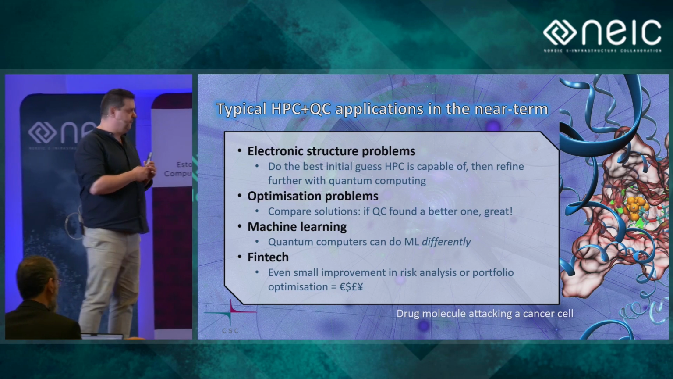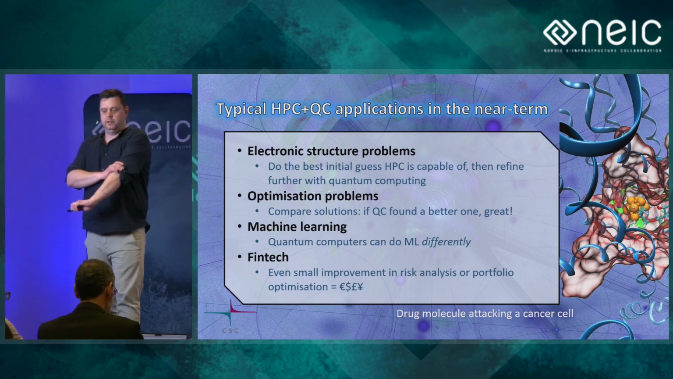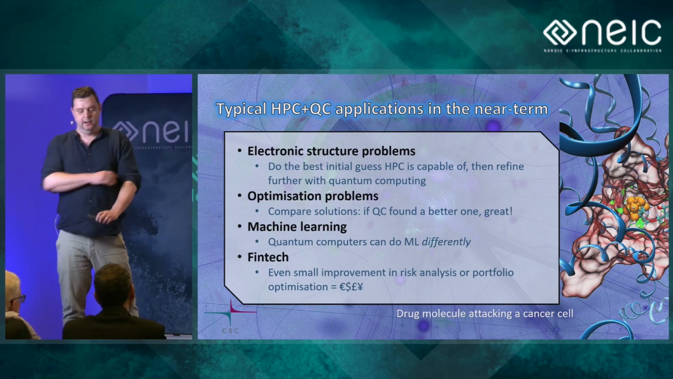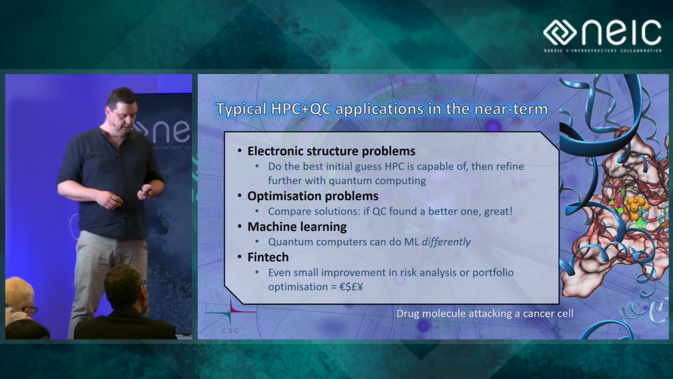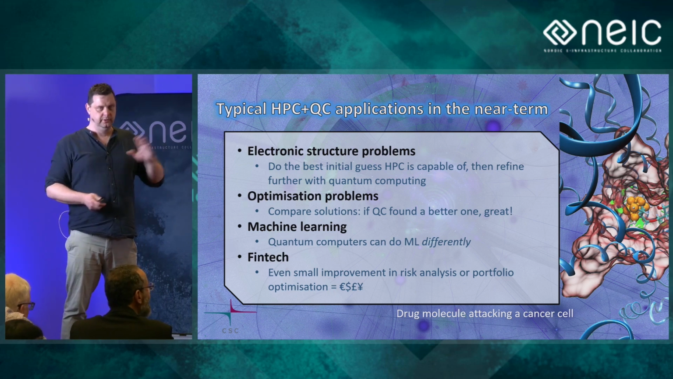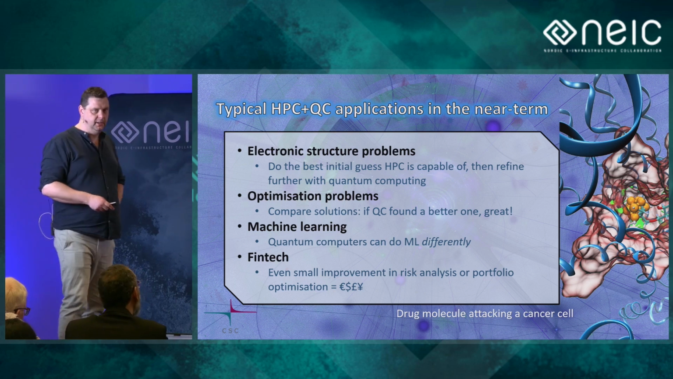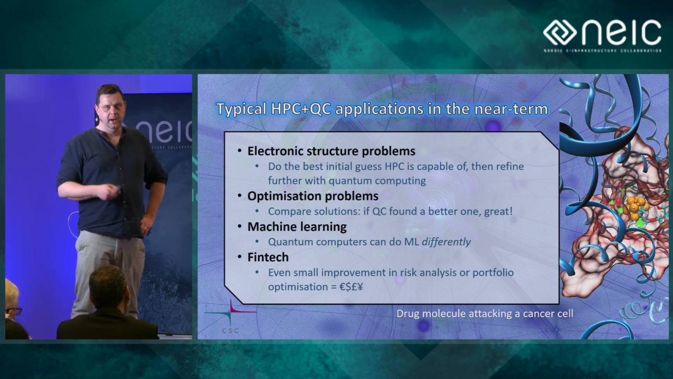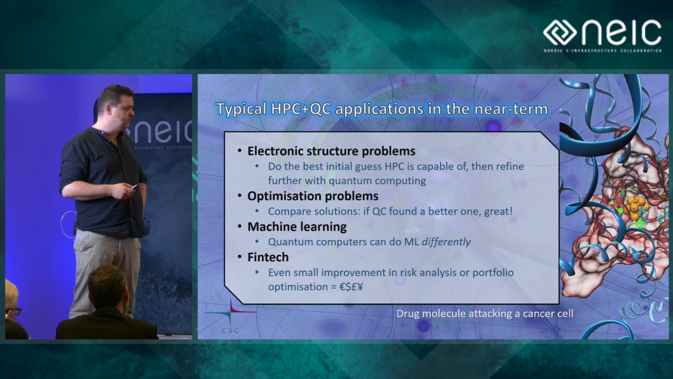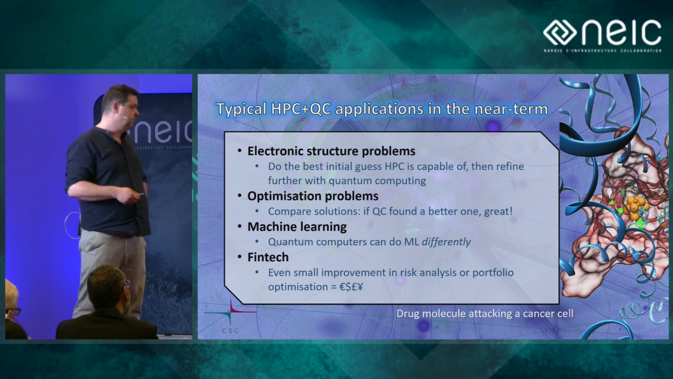So some typical HPC QC applications in the near term. I didn't say it explicitly here, but it should be implicit now that quantum computers will not replace supercomputers, because there's so many things that we need to have supercomputers for always. So quantum computers will never replace classical processing. It will augment it by providing solutions like a coprocessor, accelerator for certain types of problems.